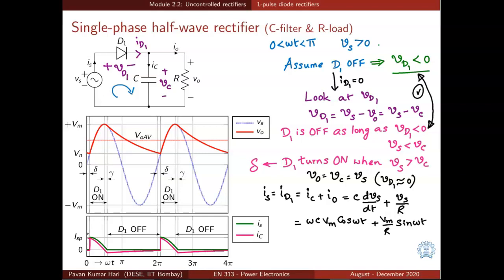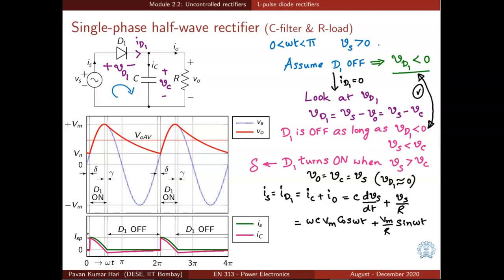If Vs is greater than Vc, then the voltage across the diode is positive. If Vs is less than Vc, VD1 is less than 0. That means our assumption of D1 off will be true. But as soon as Vs becomes greater than Vc, because Vs is increasing in this interval, our assumption of D1 being off is no longer valid because VD1 becomes positive.